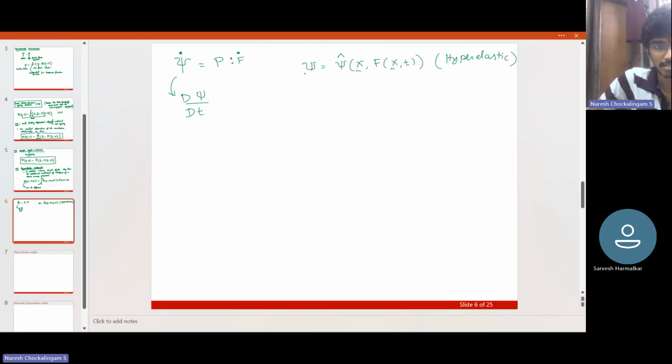So because such a function exists, using Taylor series or using chain rule, you can write it as dou psi by. So it depends on x, but x is the material point. Everything is happening at a material point. So we are not. This is a material time derivative, right? So this is the material time derivative.